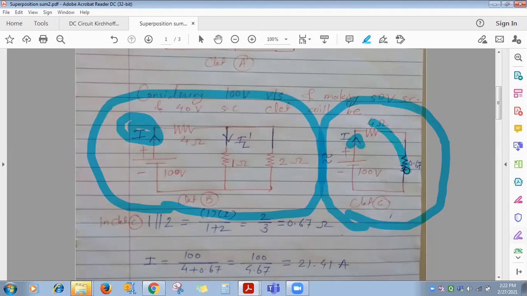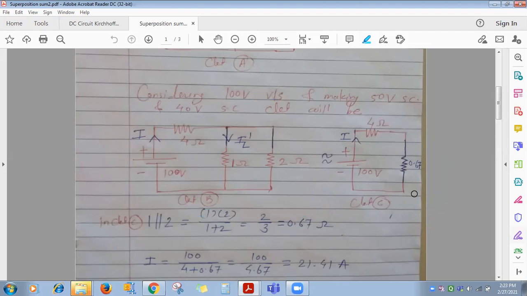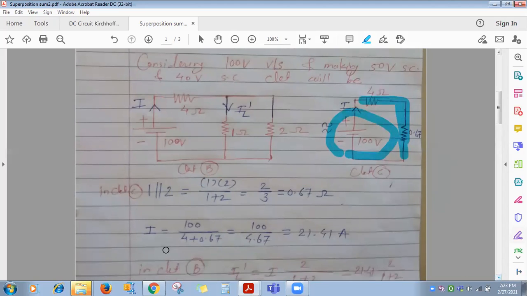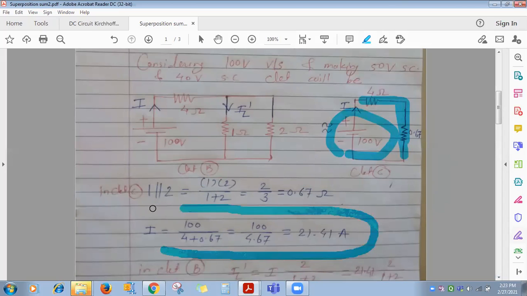How are 4 and 0.67 connected? In series, right? 4 and 0.67 are connected in series, so you can add them, and this is the total voltage. Total voltage divided by total resistance gives the total current in circuit C. Got it, everyone?